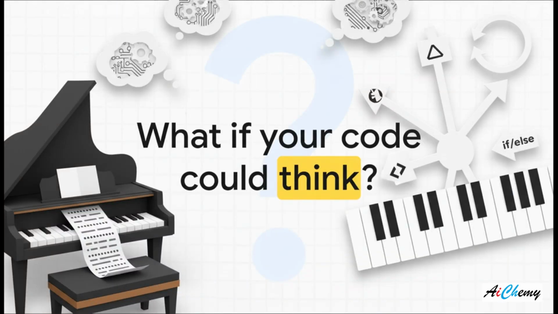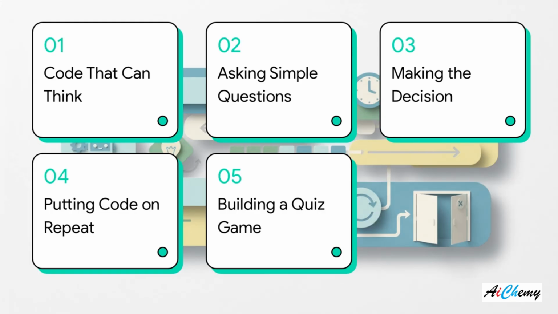Let me put it this way. A simple program is kind of like a player piano, you know? It plays one song the same way every single time. But what we're talking about today, control flow, is what turns that piano into a full-on synthesizer keyboard. It gives us the power to improvise, to react, and to create really dynamic apps that can handle pretty much anything.